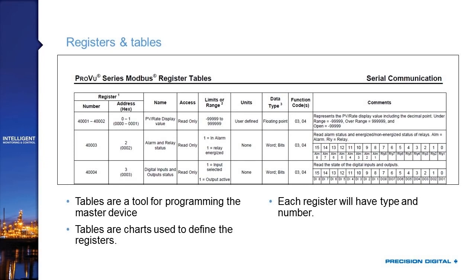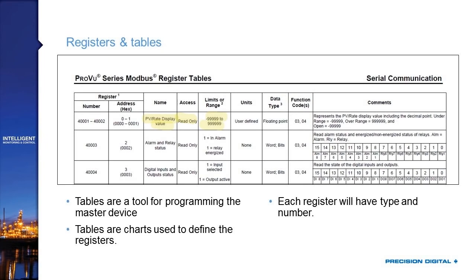Well, the table is going to tell me the name of the value stored there, so that's what I'm looking for. It's my process variable, or my rate display value. It's going to give me some extra information, letting me know that it's a read-only address. It's going to give me the range of possible values I could return. And that may or may not be useful to me.